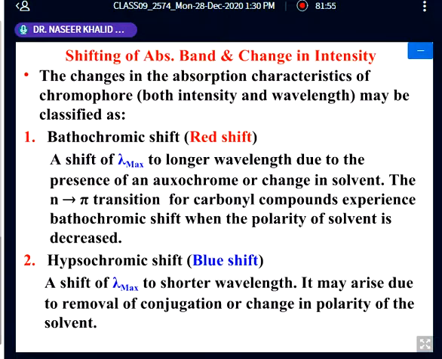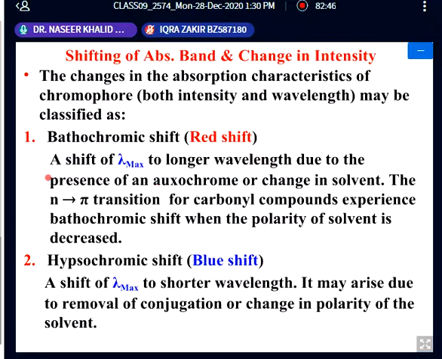Now, when we say that the absorption intensity as well as the wavelength is changing, there are four different types of changes which could be observed. Shifting of the band or a change in the intensity. The changes in the absorption characteristic of the chromophore, both intensity as well as wavelength, can be classified as number one, the bathochromic shift. Bathochromic shift is also known as the red shift. Yes, it is red shifting, toward the red light wavelength.